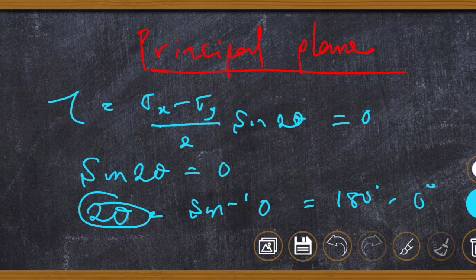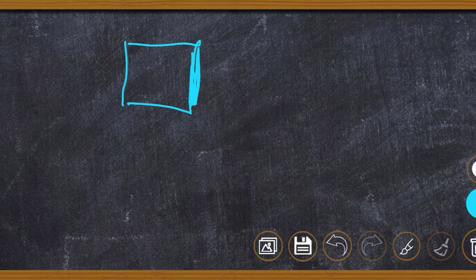Now, from here, I can easily calculate my value of theta. My value of theta will be equal to either 90 degrees or 270 degrees. So the principal plane is a plane in which angle theta is 90 or 270 degrees. These are my principal planes. Now, let me assume that this plane here is a principal plane.